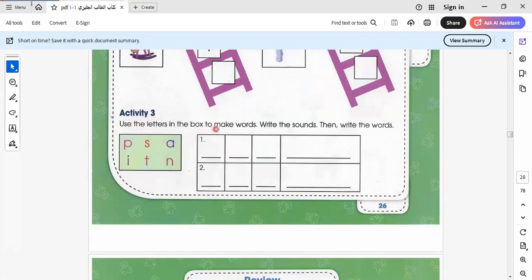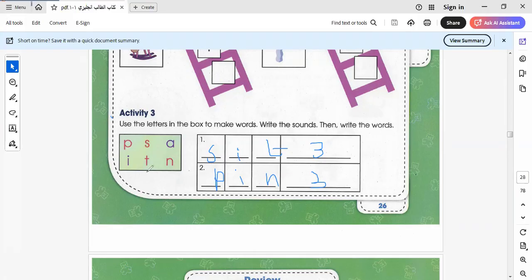Use the letters in the book, make words, write the sounds and then the words. Here I write the word sit, S-I-T. Here, how many sounds? 3 sounds. Here we say pin, also 3 sounds. Here is sit and pin. Sit, S-I-T, and pin, P-I-N.